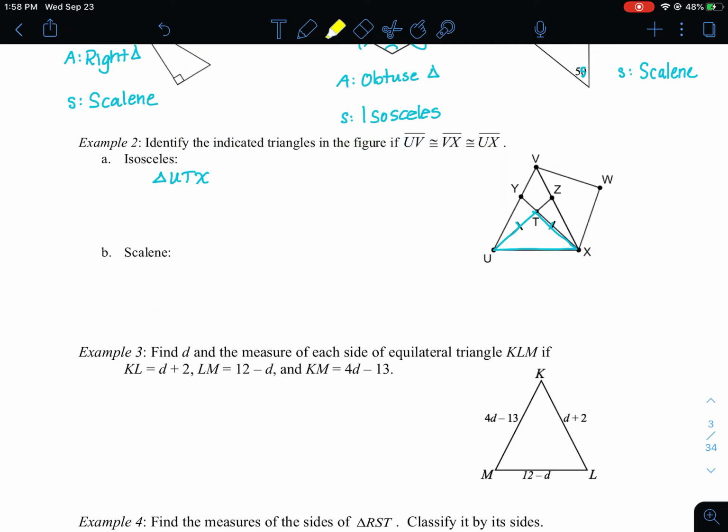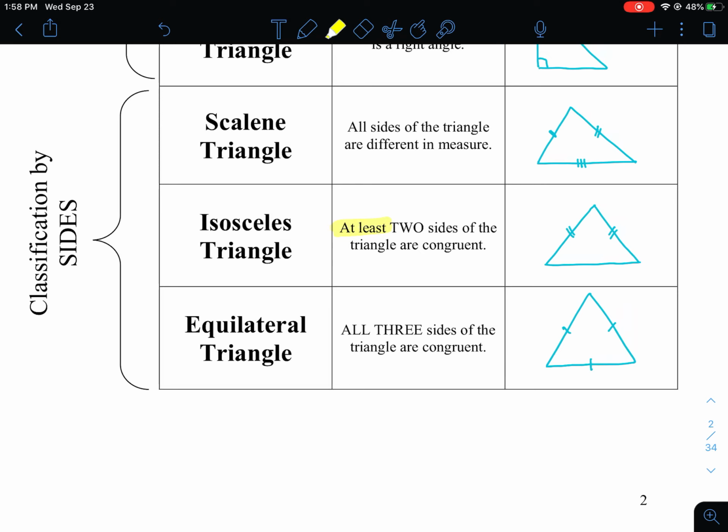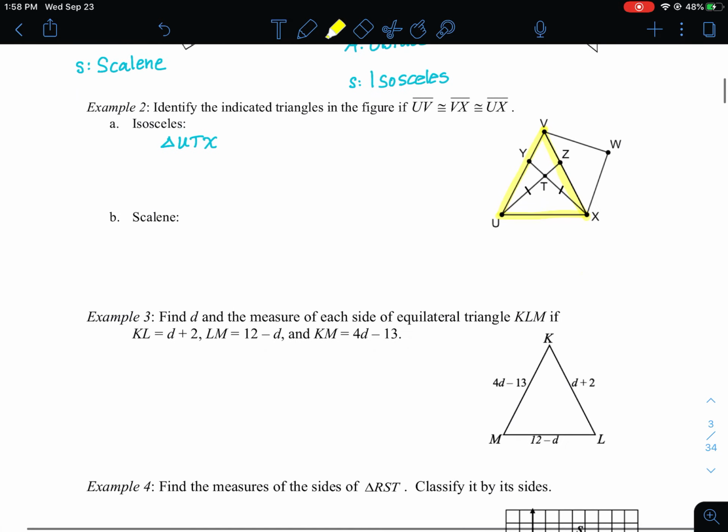All right, the other information they gave us was that UV, VX, and UX are all congruent. So if we go back up here, the definition of an isosceles triangle says at least two sides. So that's an equilateral triangle, but it has at least two sides, so we are going to say triangle UVX is also technically an isosceles triangle.